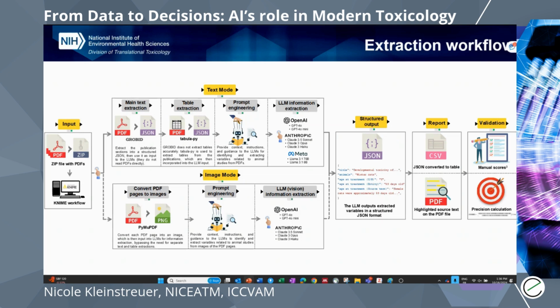So I have a really, really talented postdoc, Jose Teofilo Morfilo, who is creating extraction workflows that are open source, that are available through NICEATM, that allow you to take zip files with PDFs, and we have a couple of different modes that we're trying here. We're trying a text mode and an image-based mode extraction. We're trying lots of different large language models from Anthropic, from Meta, from OpenAI, and then looking at structured outputs in JSON formats that we can then convert to PDFs or CSV reports. And then we do manual validation to assess the precision of those large language models in extracting that information.